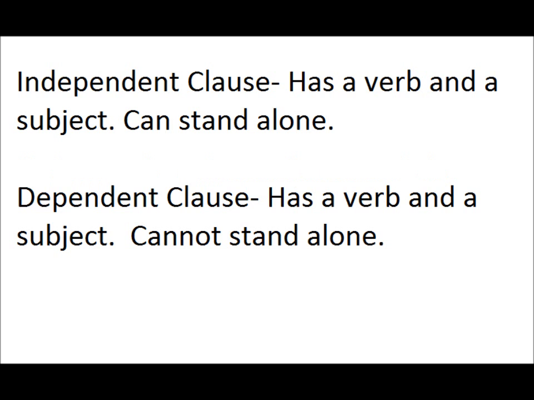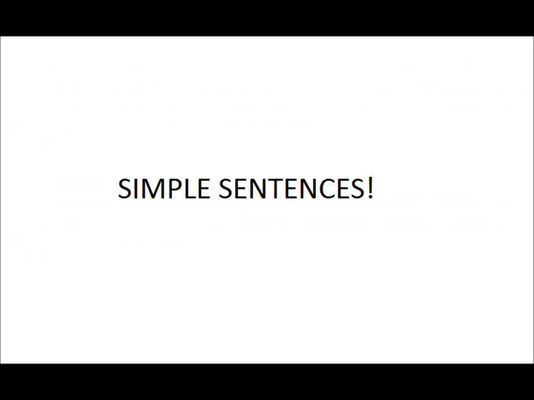Now you should know the difference between an independent clause, which is a standalone sentence with a subject and a verb, and a dependent clause, which has a subject and a verb, but cannot stand alone. With this knowledge, we can now move on to simple sentences.